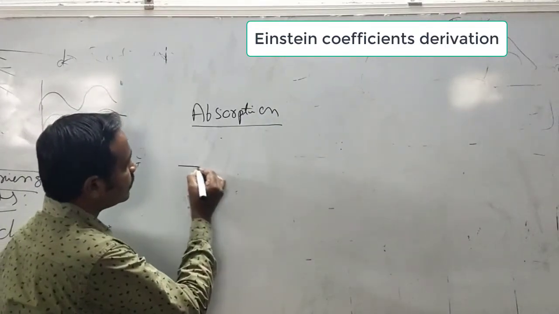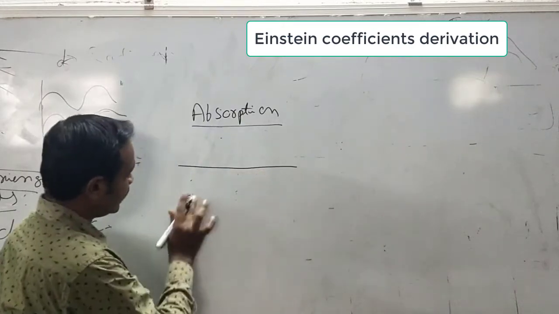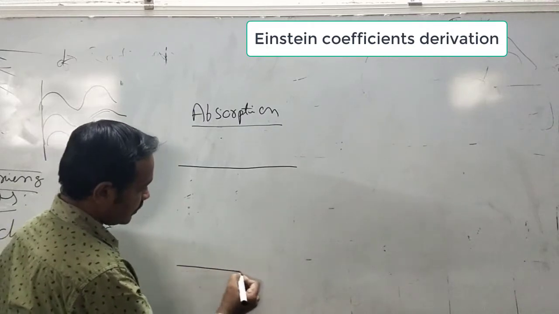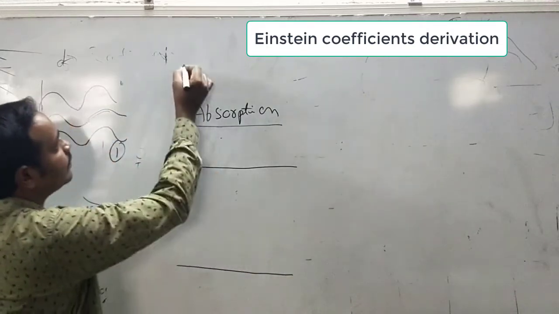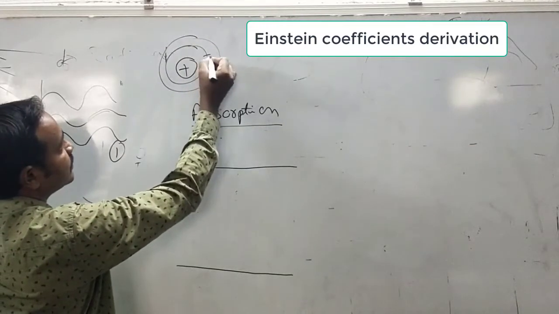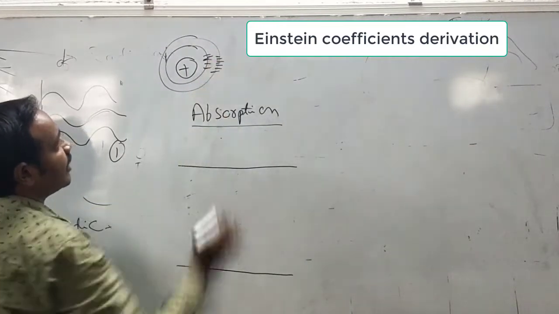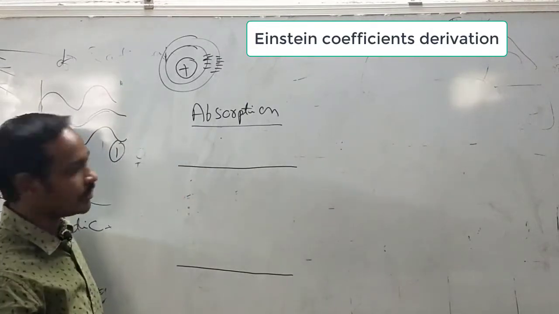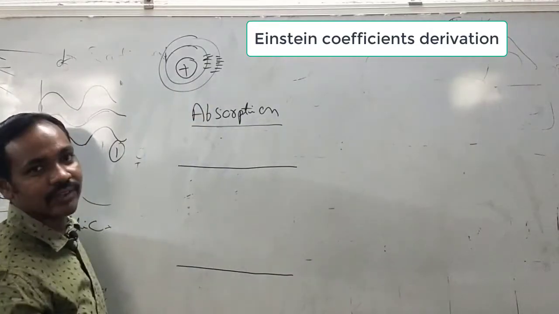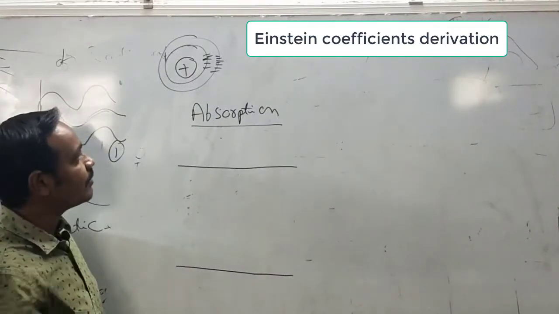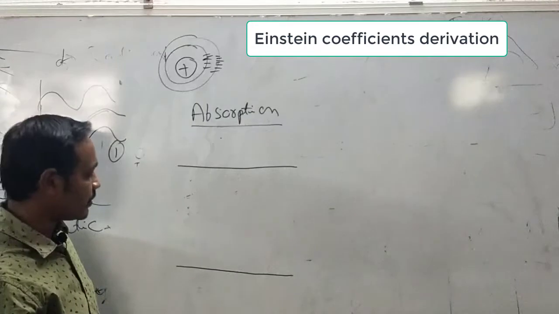So I'll take two energy levels. You know that the atom has orbits divided into different energy levels. For the electrons, we have a lot of energy levels, and that can cause confusion. That's why we have taken two energy levels, and we will discuss the absorption process.